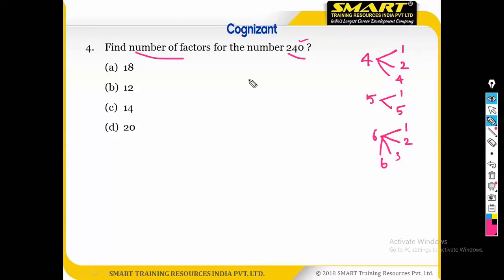So I'll tell you the method. Guys, whatever number you got in this place, what you have to do is the prime factorization of the number. You will have to find the powers of primes. You have to write this number as powers of primes.